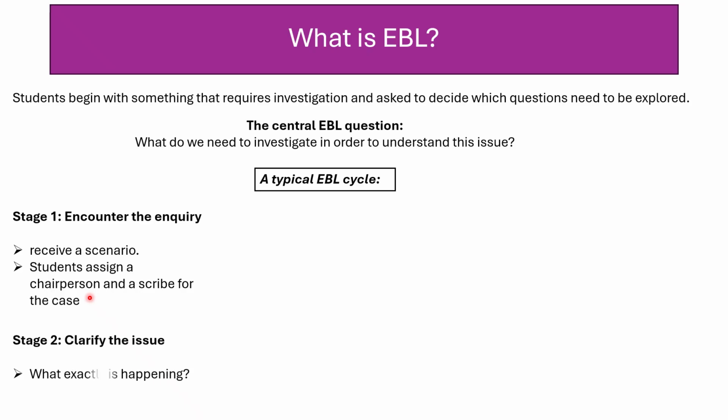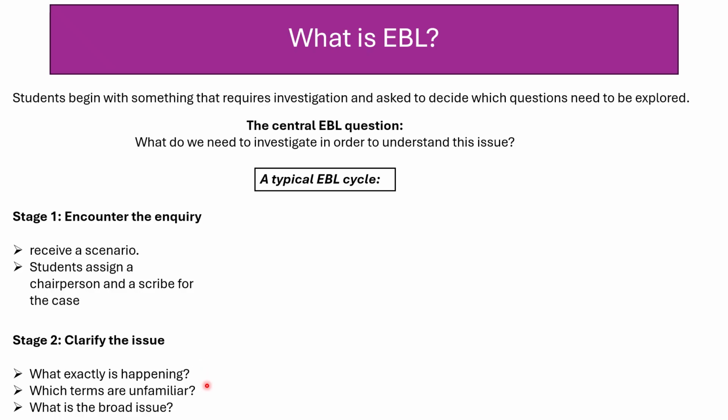So in stage 2, what you need to do is clarify the issue. Okay, so you have the inquiry or the scenario. The students need to ask themselves, what exactly is happening? Is it an issue of antibiotic resistance? Is it a cancer issue? Is it a viral infection issue? So what exactly is the issue that we are dealing with here?